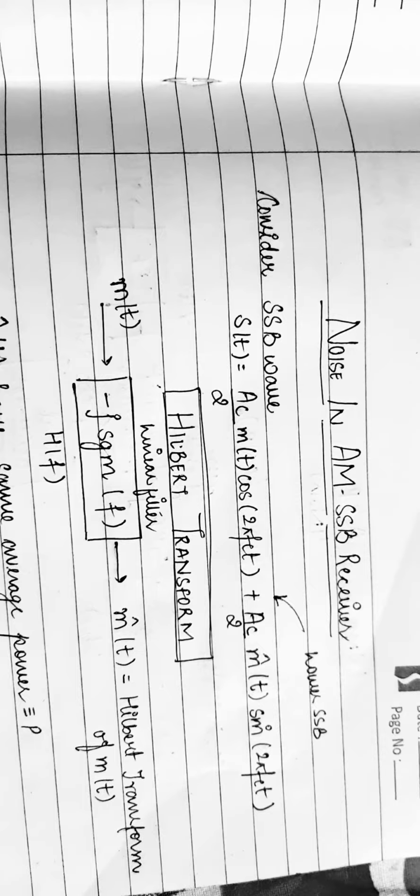In today's lecture, we'll discuss the noise in AM SSB receiver, that is, the amplitude modulation in single sideband suppressed carrier.